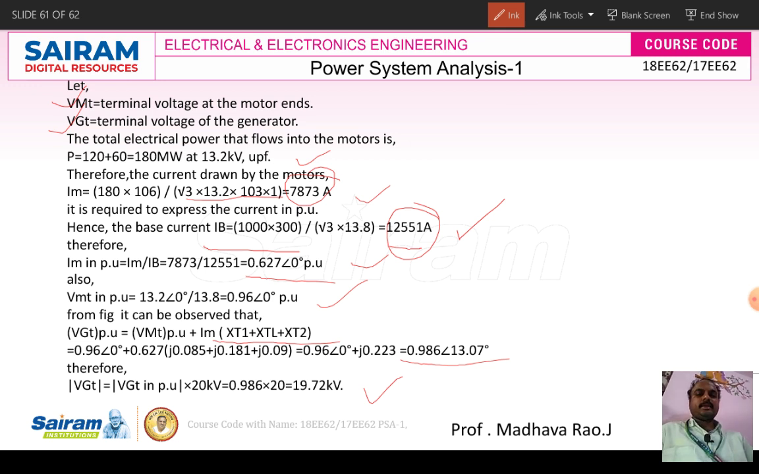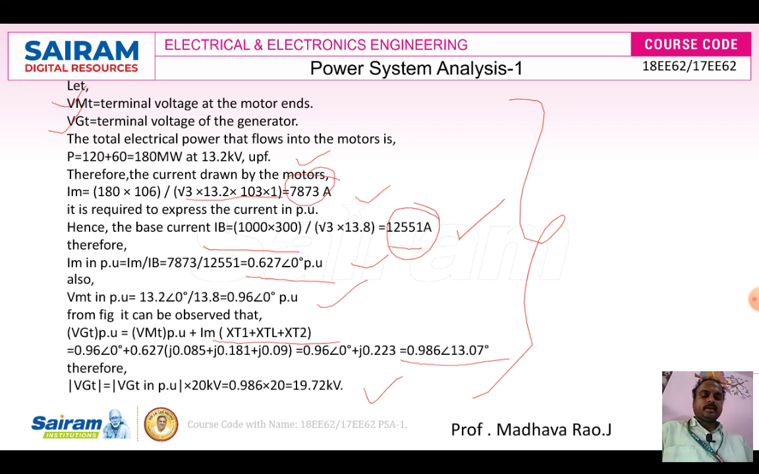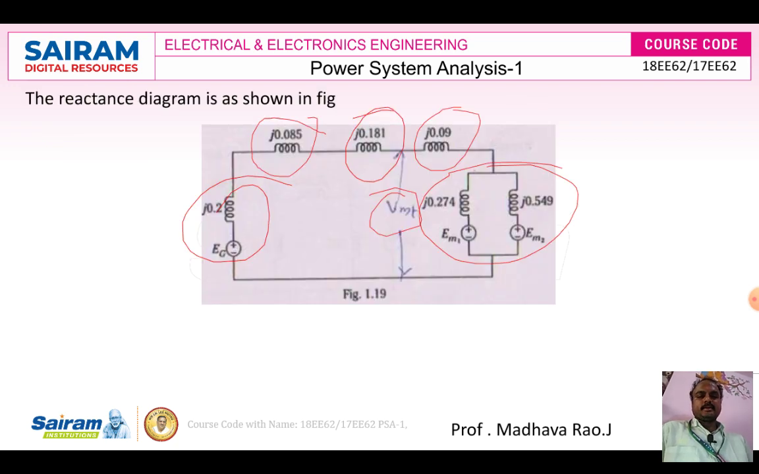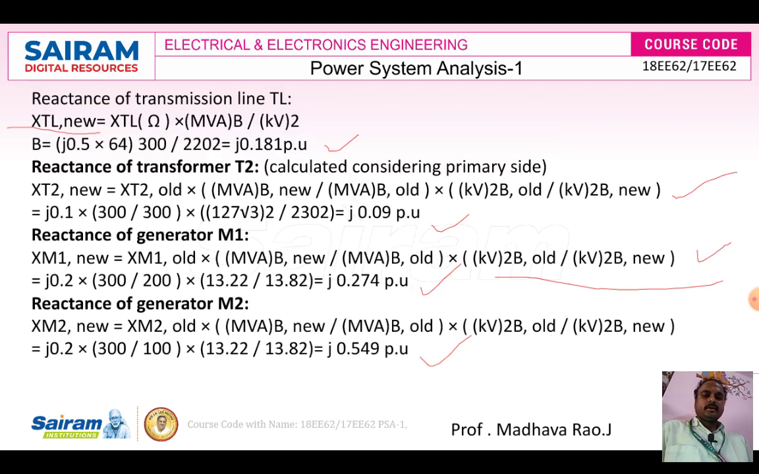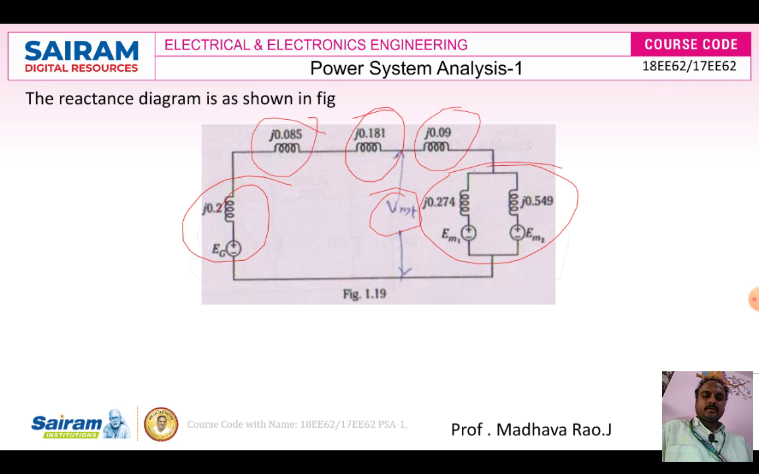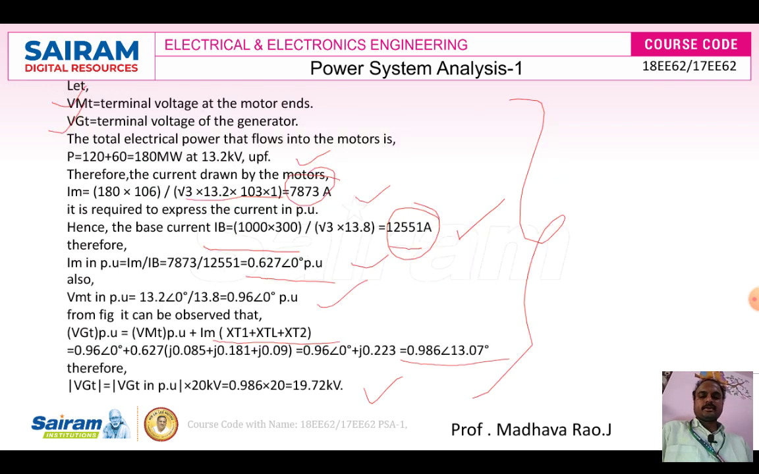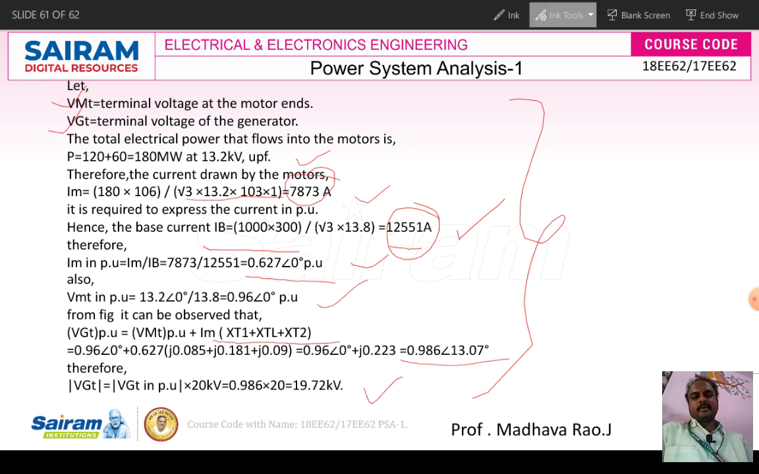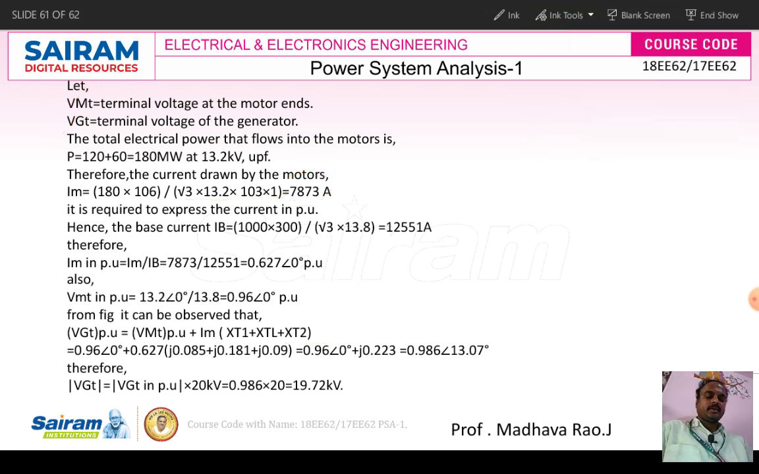So this is the problem. These values are rarely asked. Generally they will ask you to calculate and draw the reactance diagram. So this is how problems will come, up to the reactance diagram. Sometimes they may ask you to calculate the terminal voltage also, and you can do it by this method. This is how problems will be asked from module 1.